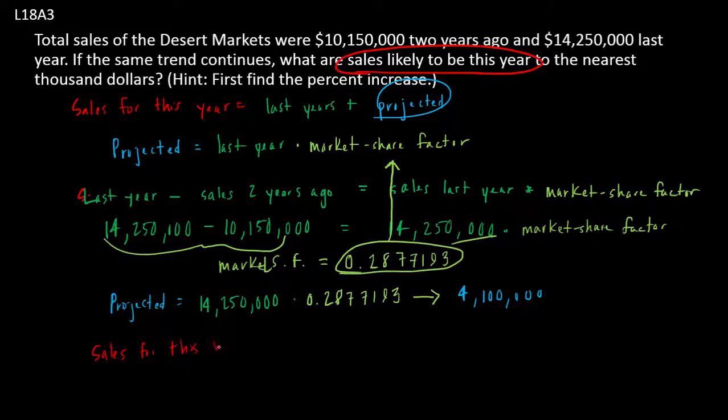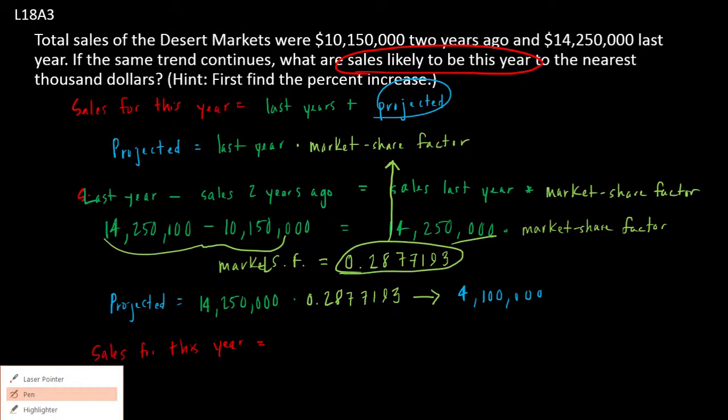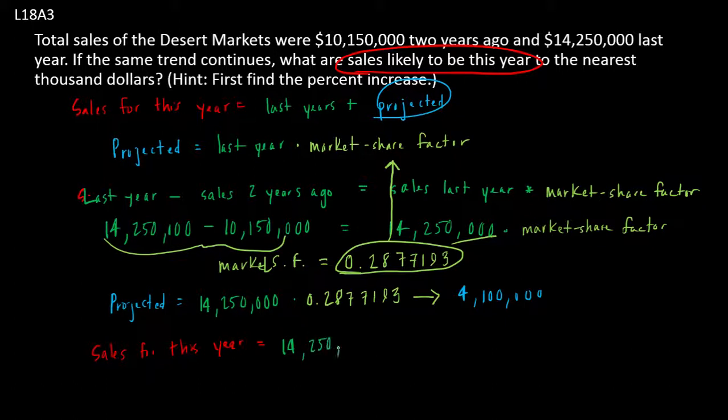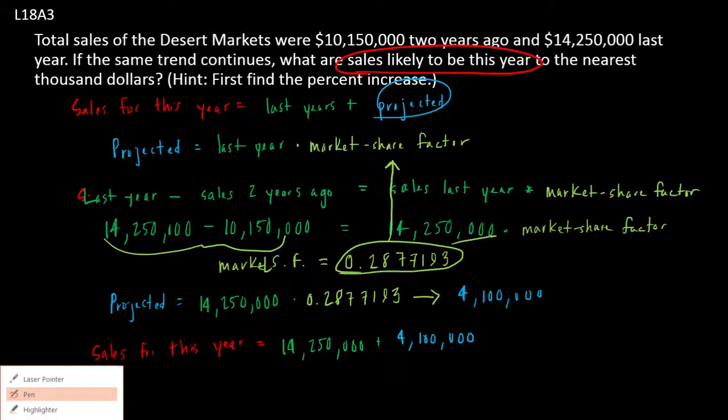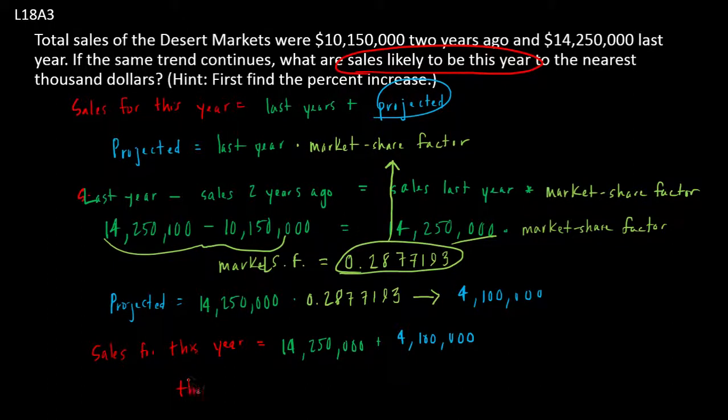Now that we have projected, we can plug it into our sales for this year. So we are projecting that we are going to add 4,100,000 sales onto what we did last year. So last year we did 14,250,000, and we're projecting that will add an additional 4,100,000. Take the total, and we'll find that our sales for this year are equal to $18,350,000.